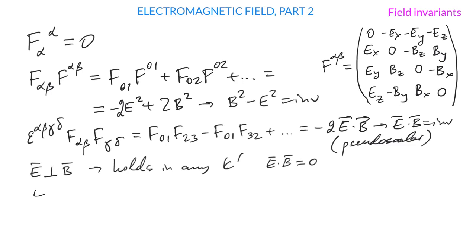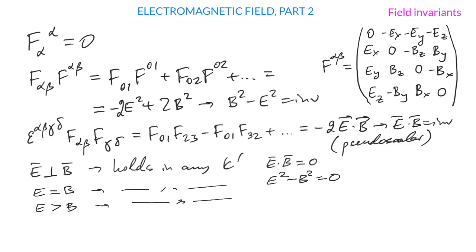Similarly, if the magnitudes of E and B fields are equal in some reference frame, then this holds in any other reference frame, because E squared minus B squared is an invariant, and if it's zero in one reference frame, it's zero in any. That means the magnitudes are equal. If the electric field is greater than B, it holds in any reference frame, because E squared minus B squared is positive. Same thing if the electric field is less than B.